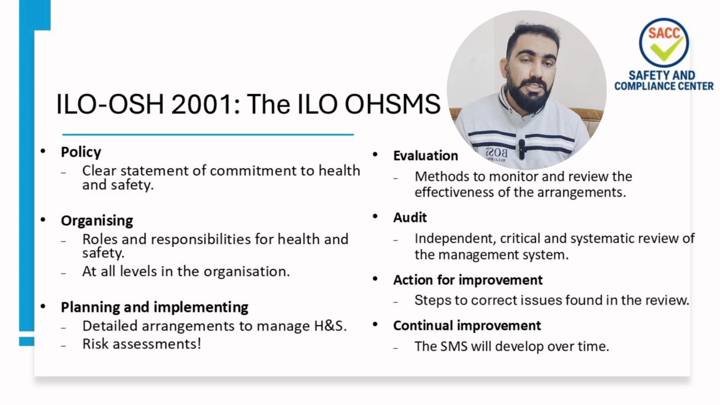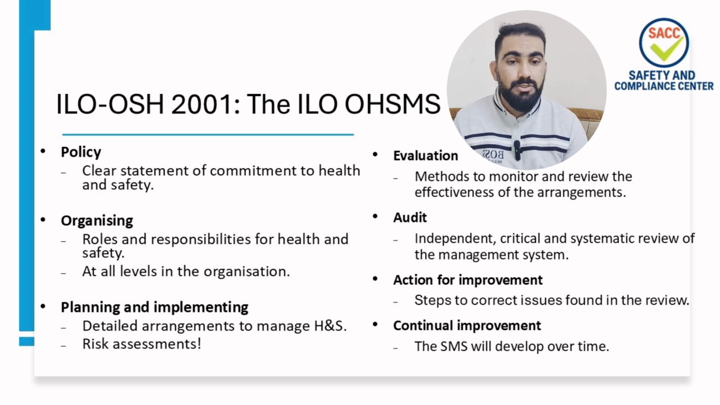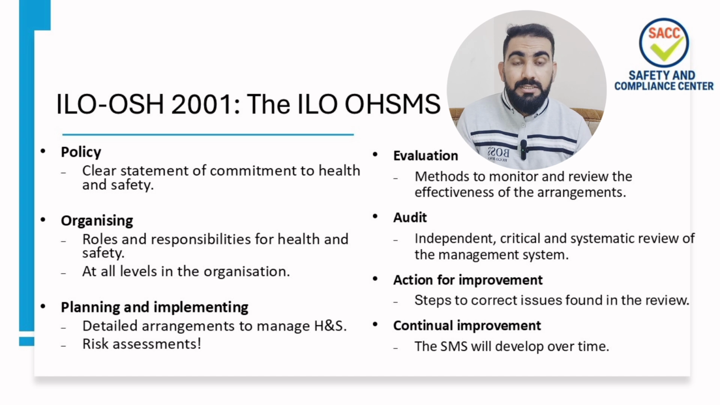The fifth stage in the ILO-OSH 2001 is the audit. It is a key tool to evaluate the process, which is, you can say, an independent, critical, and systematic review of the entire health and safety management system. It helps to ensure compliance, detect weaknesses in the system, and highlight opportunities for improvement. Well, the sixth stage of the ILO-OSH 2001 is action for improvement. When issues are found, we must take corrective actions.